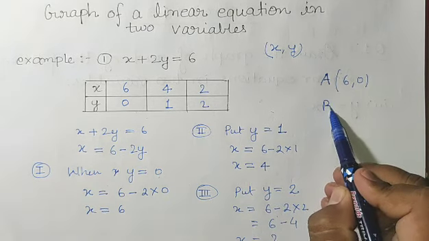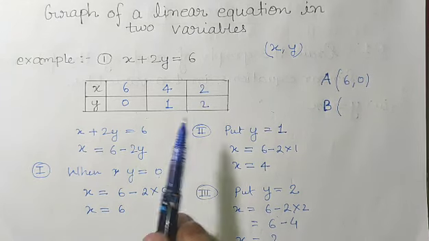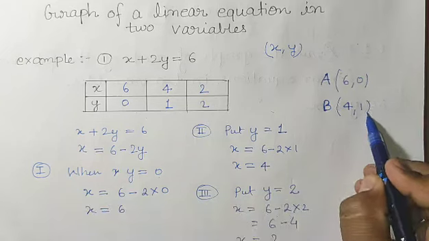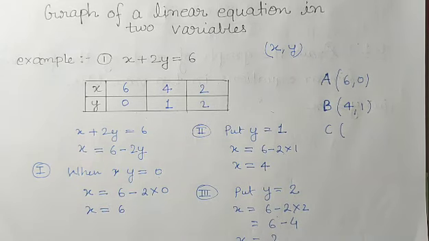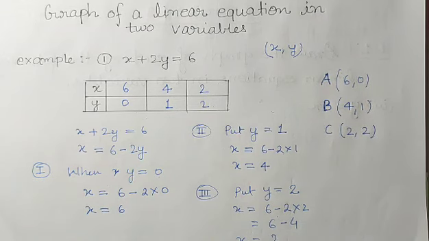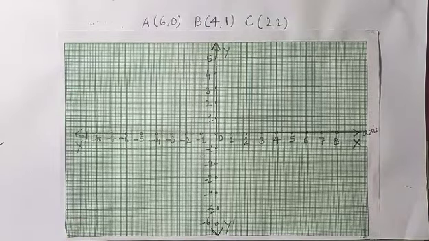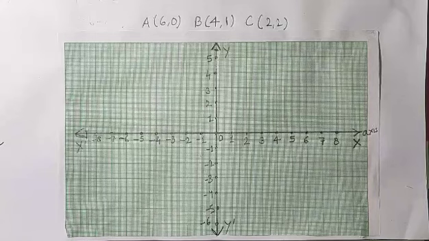Second solution, suppose I give it the name B. And B is what? 4 comma 1. x comma y means 4 comma 1. And the third one is C. C is 2 comma 2. Okay, C is 2 comma 2. Now we are going to represent these solutions, that is A, B, C, on the graph. After finding the solutions for that equation, now I am going to show those solutions on the graph.